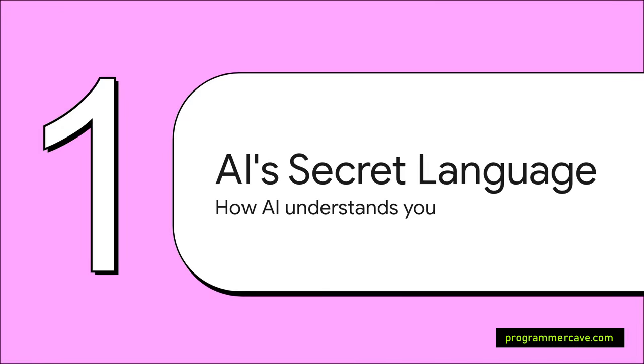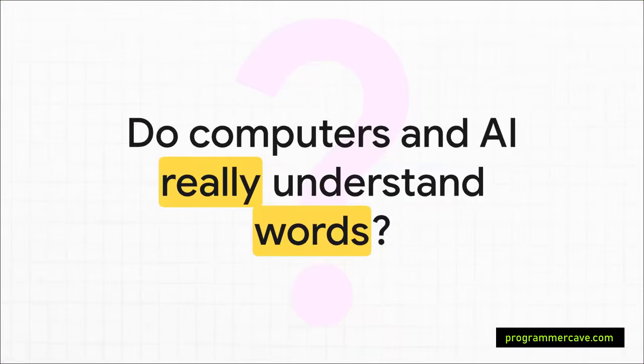To really get a handle on this, you've got to understand that these models don't process what we say in the same way we do. They have their own system. Which brings up a pretty big question. When you type a sentence to an AI, does it really understand your words? Like in the way a person does? And the short answer is nope, not even close.